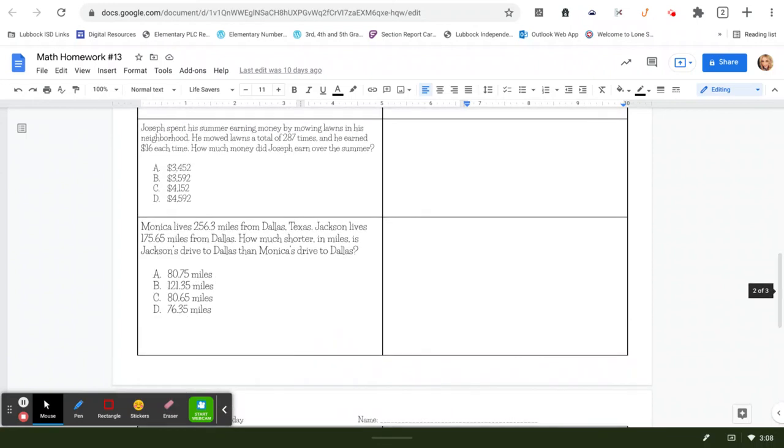Joseph spent his summer earning money by mowing lawns in his neighborhood. He mowed lawns a total of 287 times, and he earned $16 each time. How much money did Joseph earn over the summer? Okay, what is our operation here? We're going to multiply.